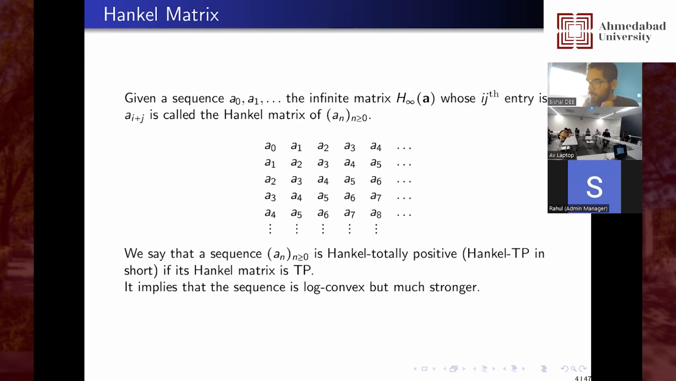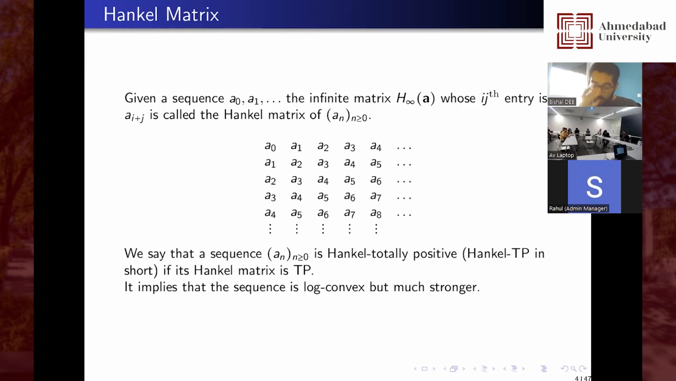Another thing I should mention is that it implies the sequence is log convex, but it is much stronger. What I mean by log convexity is, if you take any contiguous two-by-two minor, for example this minor a2, a3, a3, a4, then non-negativity of the determinant means that a2 times a4 is bigger than a3 squared. That is precisely what log convexity means. So if you have a_{n-1}, a_{n+1}, then log convexity says that a_{n-1} times a_{n+1} is bigger than or equal to a_n squared. But here it's much stronger: all minors are non-negative, not just the contiguous two-by-two minors.